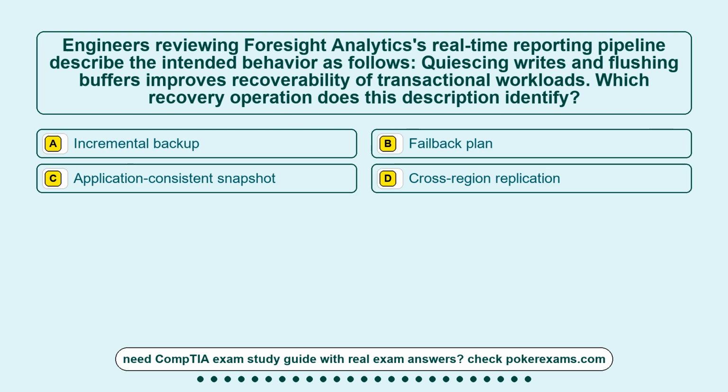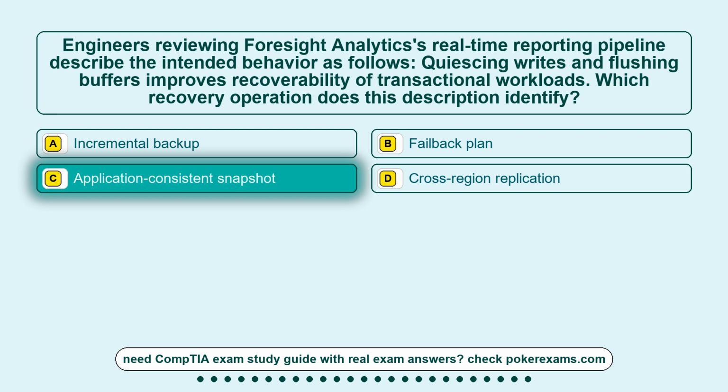Question 14. Engineers reviewing Foresight Analytics' real-time reporting pipeline describe the intended behavior as follows: quiescing writes and flushing buffers improves recoverability of transactional workloads. Which recovery operation does this description identify? Option A, incremental backup. Option B, failback plan. Option C, application-consistent snapshot. Option D, cross-region replication. The correct answer is option C, application-consistent snapshot.